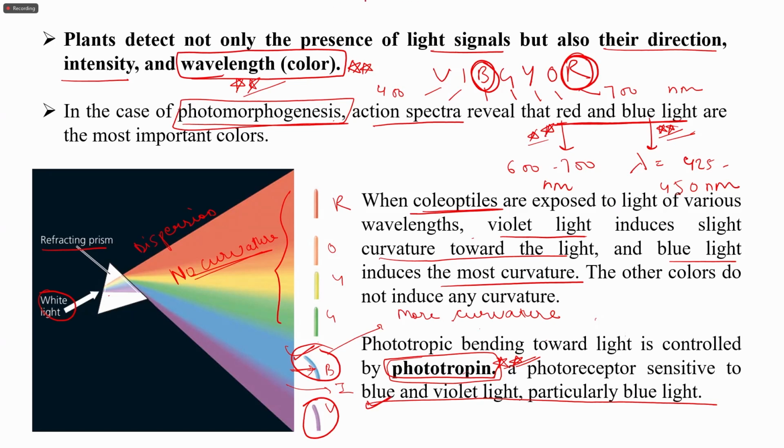Earlier, in photomorphogenesis, I mentioned that red and blue light are very important. But here you might get confused that red light is not inducing a response. It depends on what action is being caused by which photoreceptor pigment. Here, the phototropic bending is controlled by phototropin, a receptor pigment for blue and violet light, and therefore blue light is inducing the curvature.